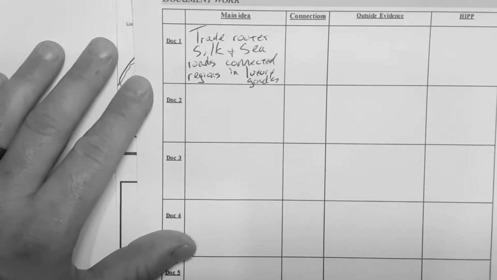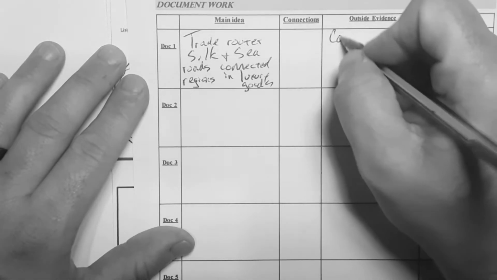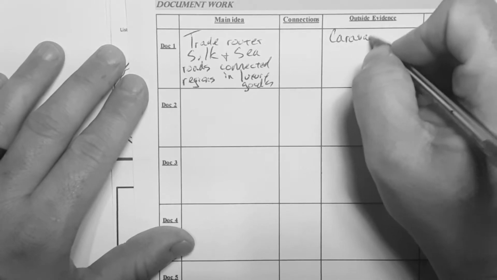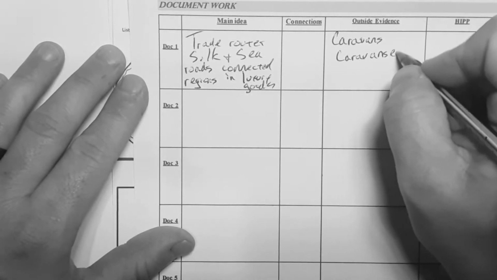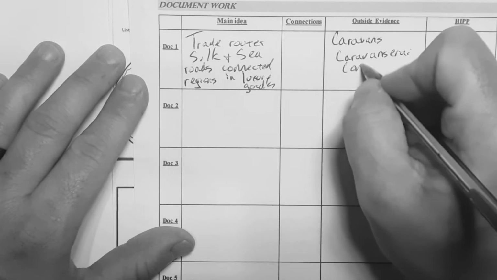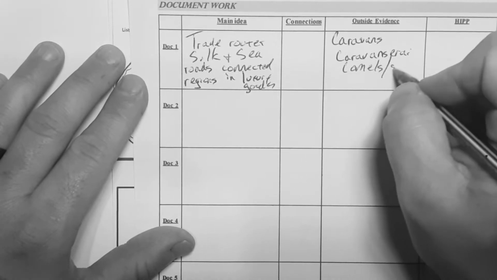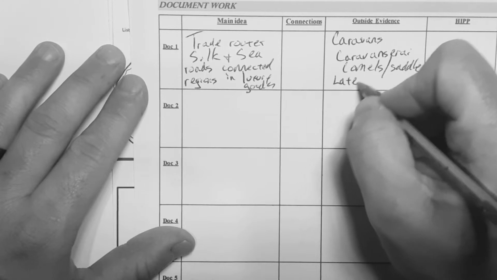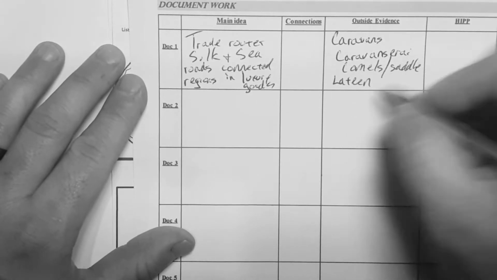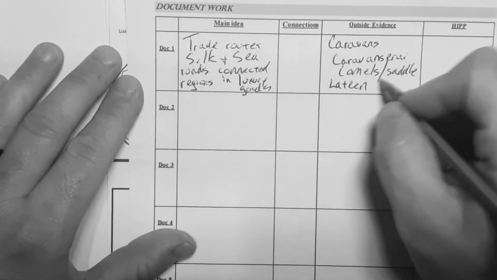Can't do connections yet because we haven't had any other documents. Outside evidence, you can. This is where you just write down things you remember. Caravans, caravan sarai, camels helped, the saddle, the boats on the Indian Ocean. So these are the things you want to write into your essay with the outside evidence. All right, you can find all these things on your review.